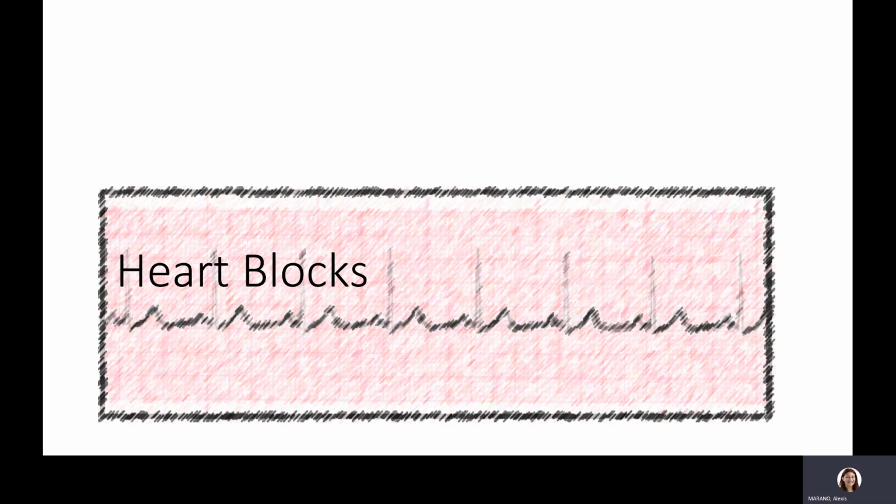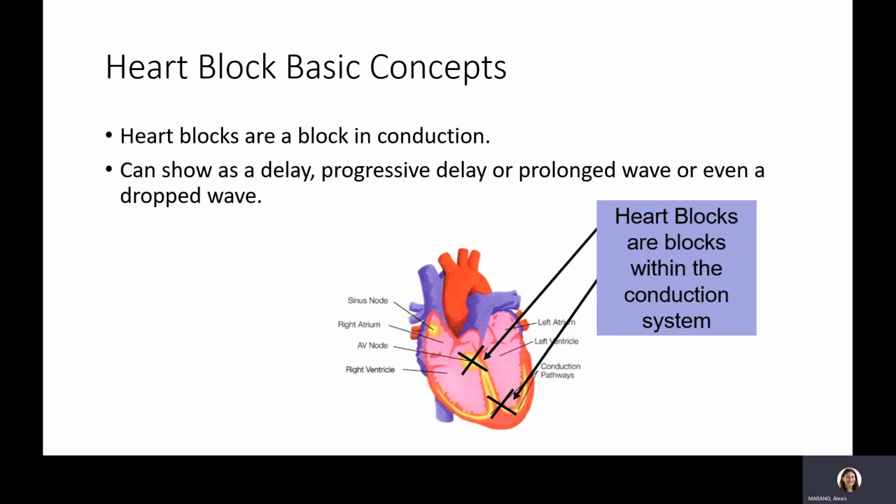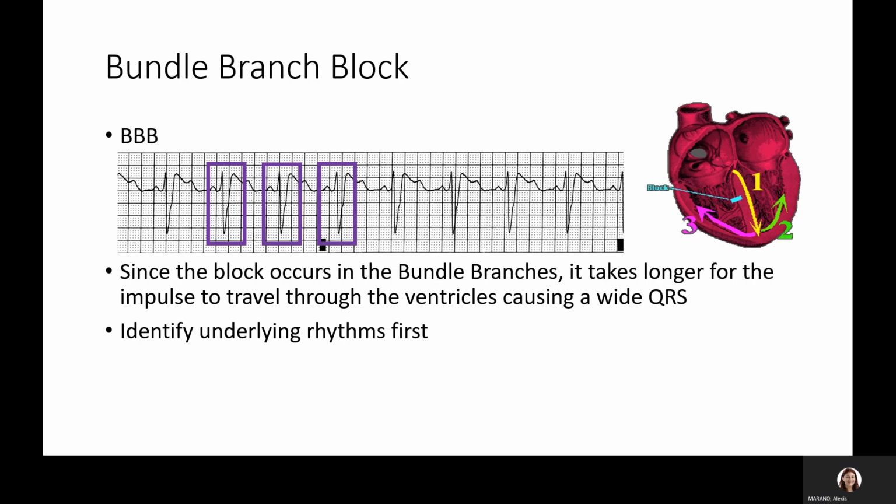Let's move on to heart blocks. Heart blocks, your basic concept would be that there is a block in conduction. So it can show up as a delay, a progressive delay, or a prolonged delay, even a dropped wave. So everything is starting in the SA node appropriately, and somewhere on the journey down there's some sort of delay or block. So the first one we have is the bundle branch block.